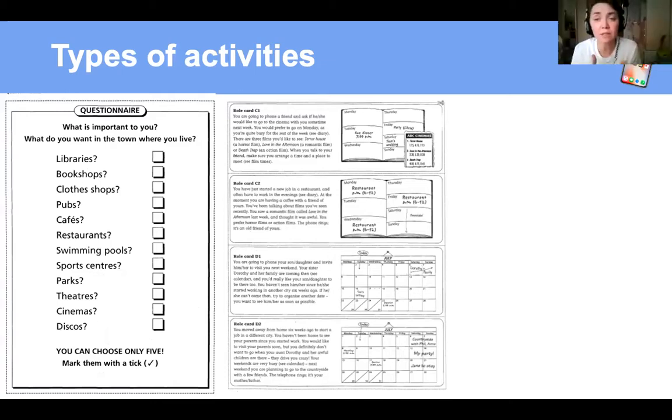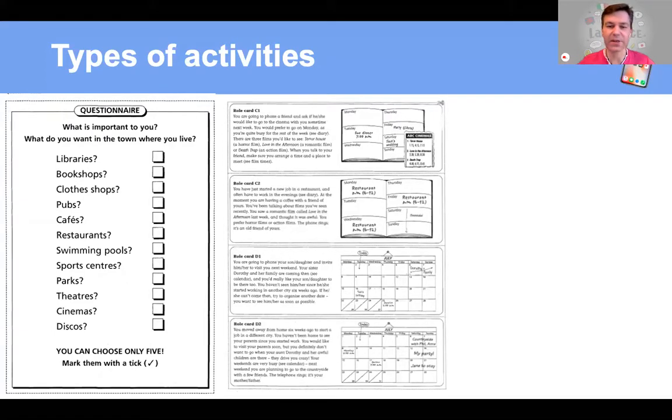Is it a mingling activity? Some kind of mingling activity? This is all pair work. Yes, that's all pair work. You can ask about the schedule and then complete it or find a date for a dinner or for a meeting. Okay, how can you help your learners in this role play? What can you do?